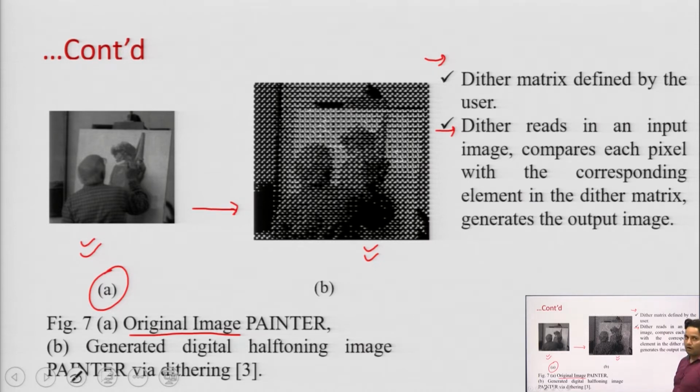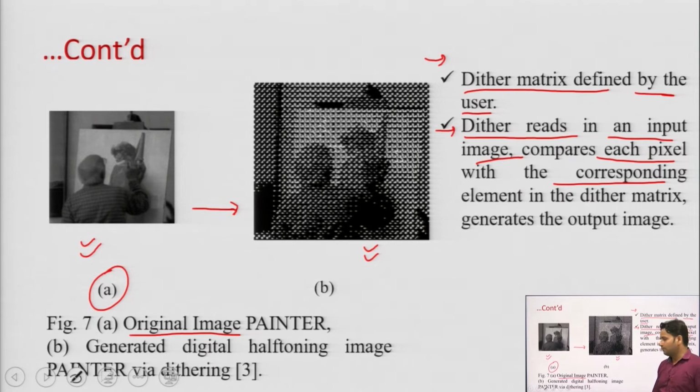So, that point we can also identify. The dithering matrix is defined by the user. Okay. So, the user can define which kind of dithering matrix is suitable for a particular image. That thing you can decide. After that, another point you can also observe here. Dither reads in an input image and compares each pixel with the corresponding element, as we have already said in the previous slide. So, each and every corresponding pixel has to be compared with each other. Okay. So, that is all about the dithering method which is present in a digital halftoning process.